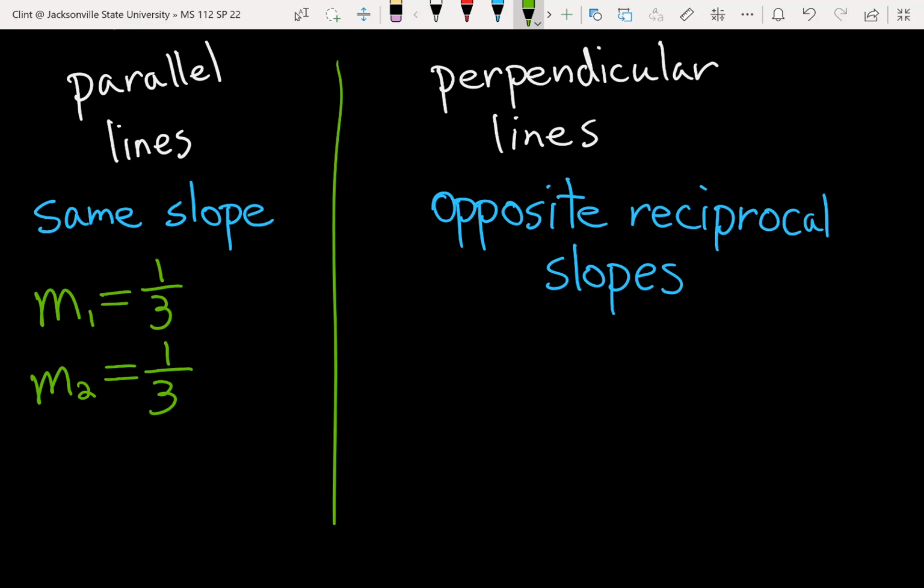Over here with perpendicular lines, if the slope of line 1 was like 2/5, and the slope of line 2, what do we have to do? We have to change the sign, so we make it negative, and then flip it. We do the reciprocal, so we would have -5/2. So we have to flip it and change the sign for perpendicular lines.